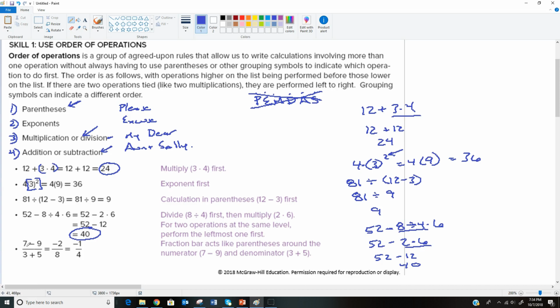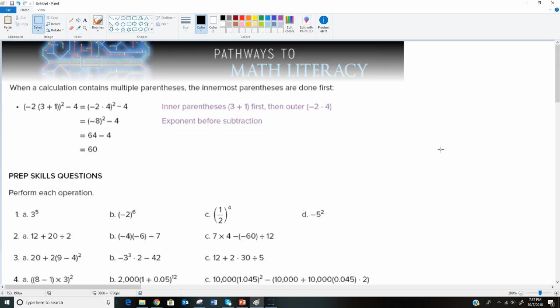On the next one, this division bar here acts as if there's a parentheses above and below. So we have to do whatever's on top and whatever's on the bottom before we divide. So 7 minus 9 would get us -2. 3 plus 5 would give us 8. And now we're ready to divide, and we could either say -1/4, just reduce the fraction, or we could say -0.25 if we want to take 1 divided by 4. That would get us 0.25. And of course it's a negative.